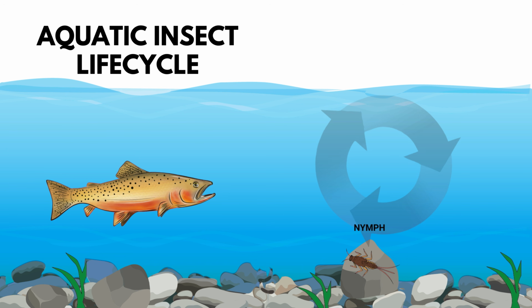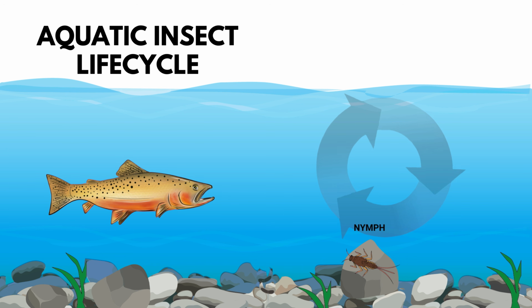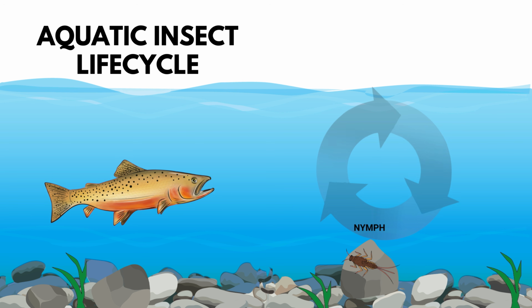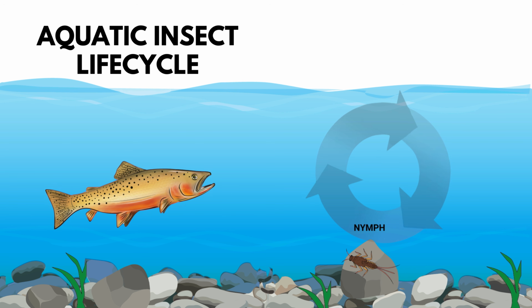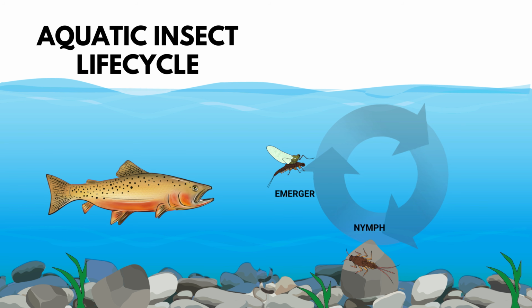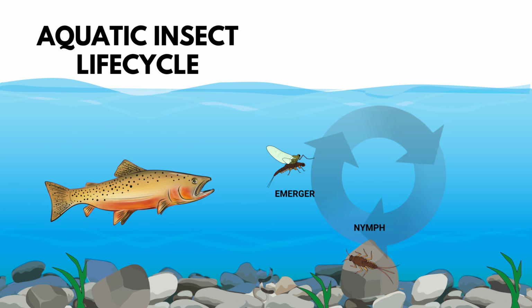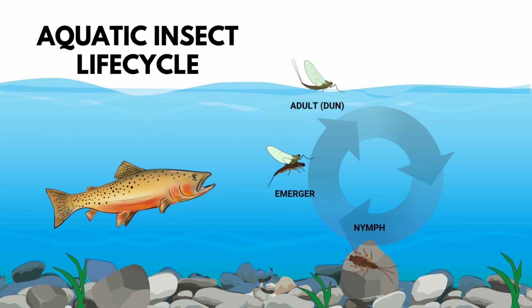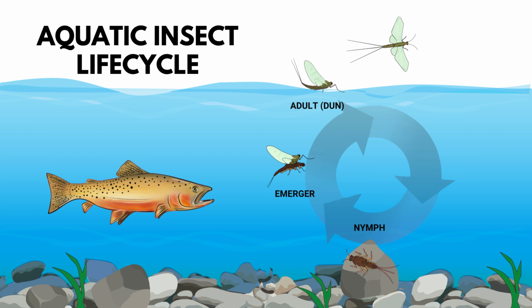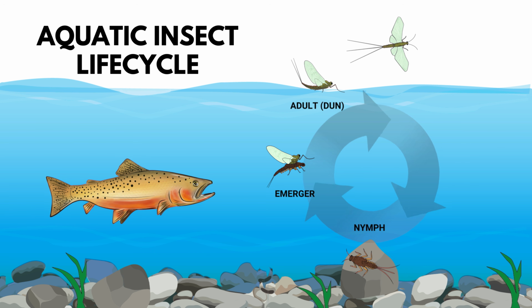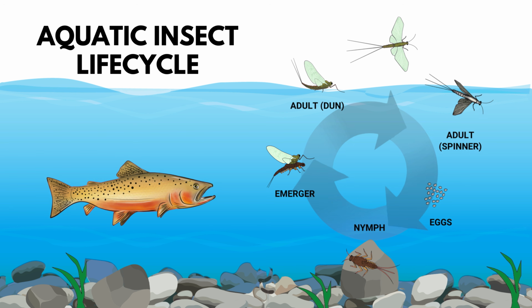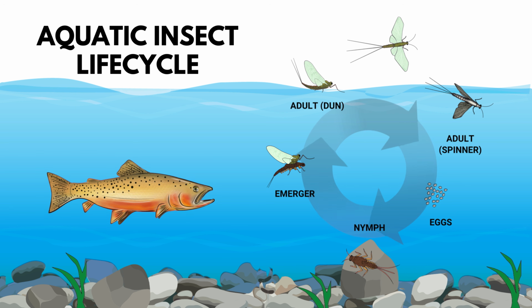They begin as baby bugs living under rocks and other debris at the bottom of the river. Once they've grown up and are ready to take on the world, they make their way to the surface, a stage referred to as emergers, and hatch into adults. They fly around a bit, mate, make their way back to the water to lay eggs, then die. And the circle of life continues.